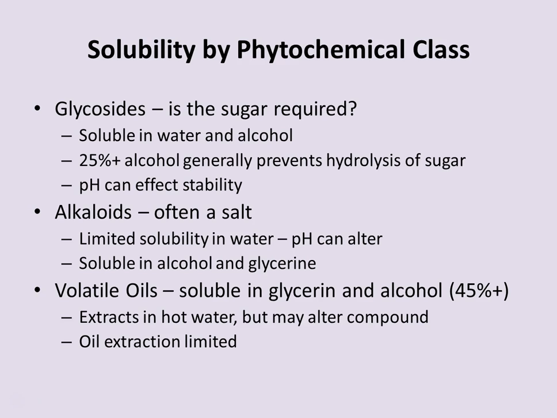So we're going to start with the glycosides, and this is a sugar, a glycon, and an aglycon, which is the parent molecule that the sugar hangs off of. And these are made by plants oftentimes because the sugar increases the solubility in a water environment, which cells are. And it's a way to protect the activity of that molecule inside of a cell. And these glycosides tend to be soluble in both water and alcohol. Generally speaking, 25% and up alcohol prevents hydrolysis of the sugars.